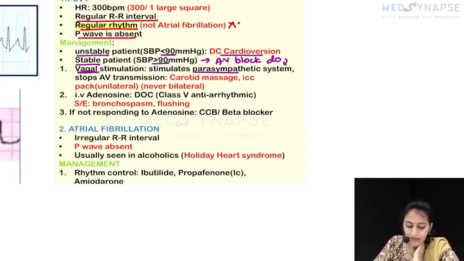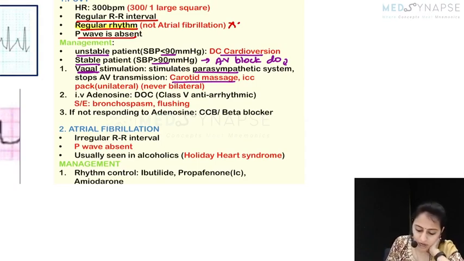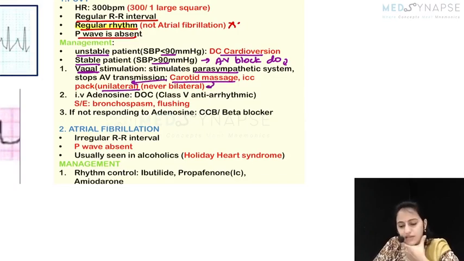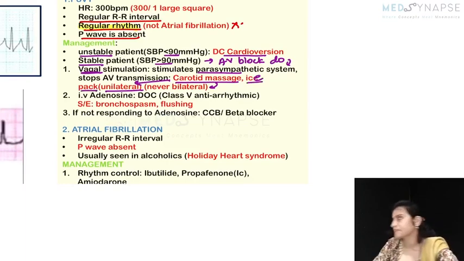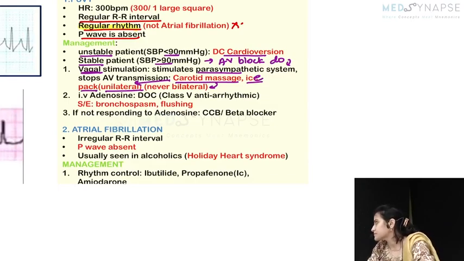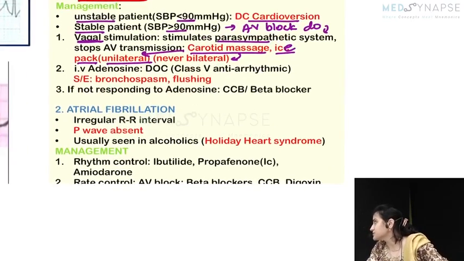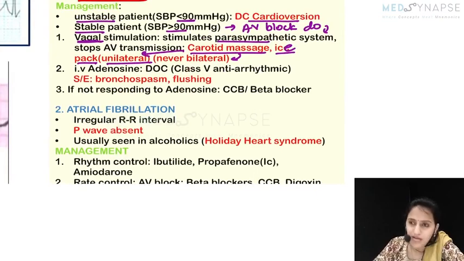Right? And how can I stimulate the vagus? Basically by carotid massage. Always unilateral, never bilateral. We will not do bilateral carotid massage. It's a unilateral carotid massage. We can use an ice pack. If this does not work, next we come to drugs.